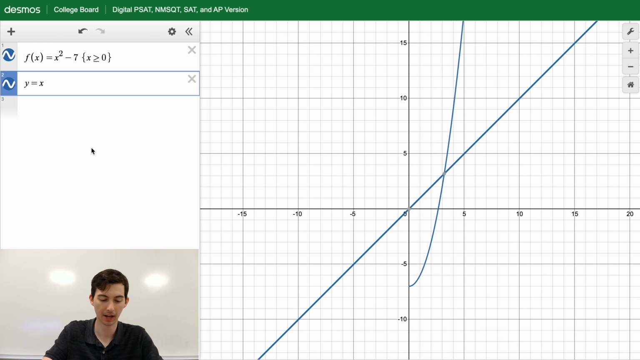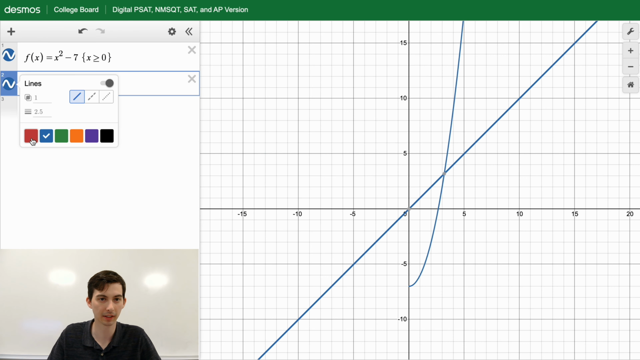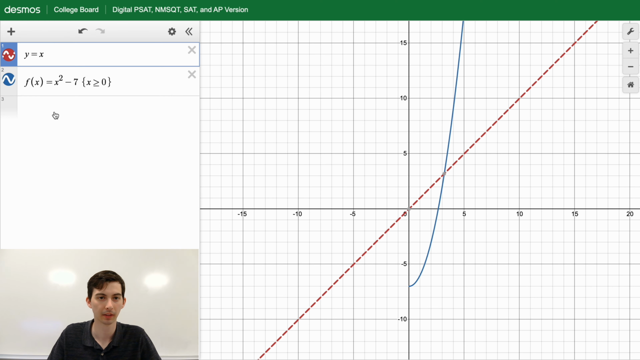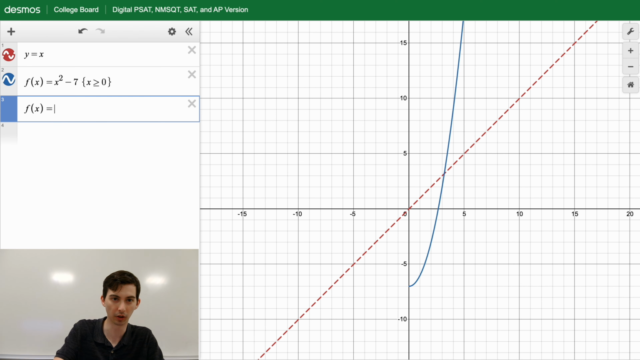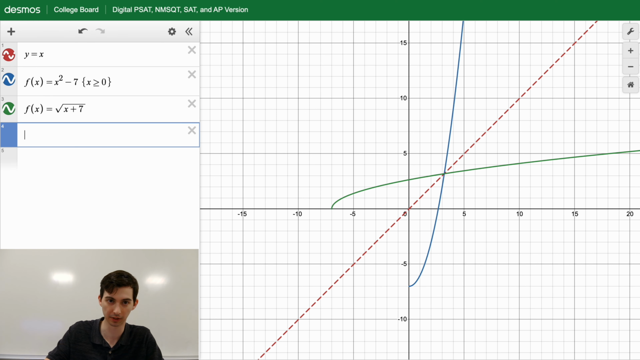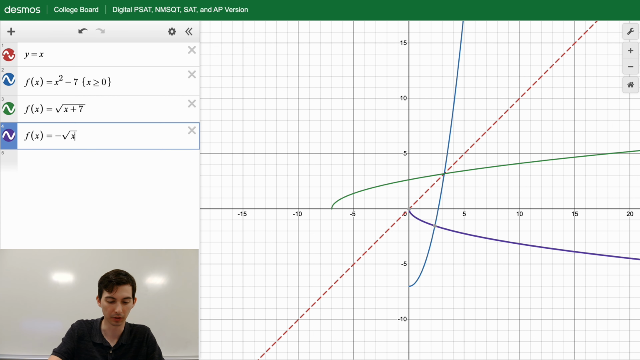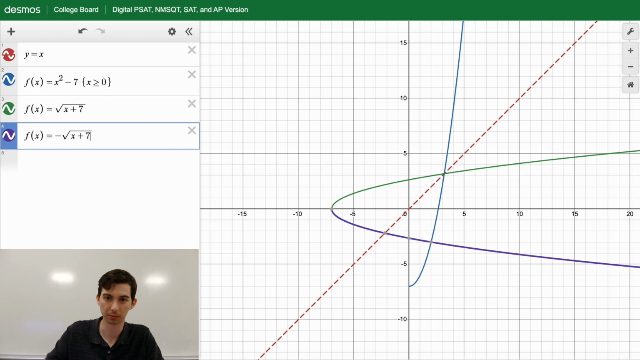And I'm going to add back in my y equals x line, because that's important for our inverses. And so what I'm going to do is type in both functions that I found. So the first one, we said it could be the positive square root of x plus 7, or it could be the negative value of the square root of x plus 7.